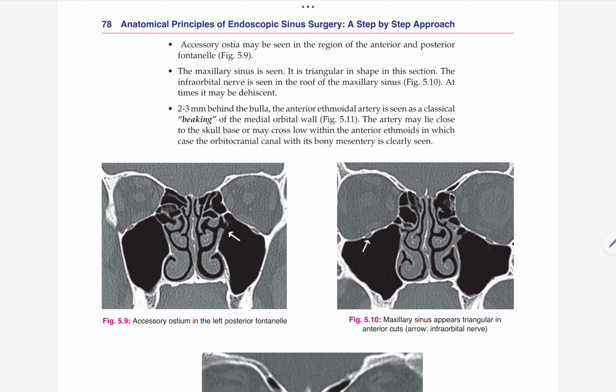2 to 3 millimeters behind the bulla, the anterior ethmoidal artery is seen as a classical beaking of the medial orbital wall. The anterior artery may lie close to the skull base or may cross low within the anterior ethmoids, in which case the orbitocranial canal with its bony mesentery is clearly seen.